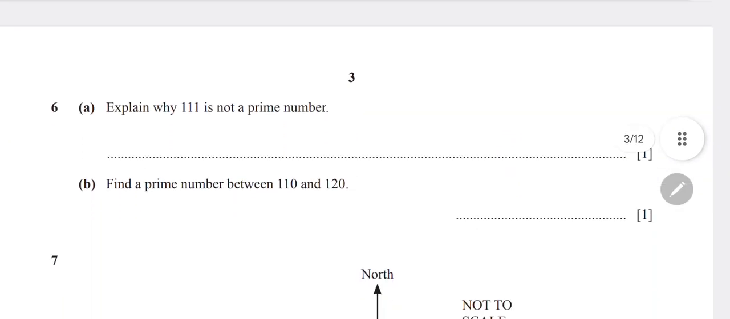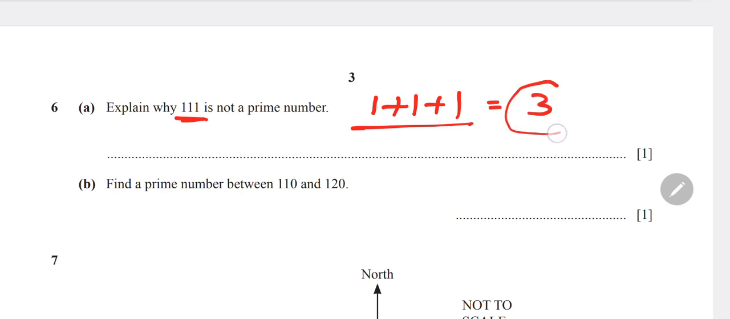In the next question, explain why 111 is not a prime number. We have a property of division. The divisibility rule of 3 says that if a number is given and we find the sum of its digits, here 1 plus 1 plus 1, the sum of these three digits becomes 3. If the sum is a multiple of 3, then the number must be divisible by 3. So 111 must be divisible by 3.